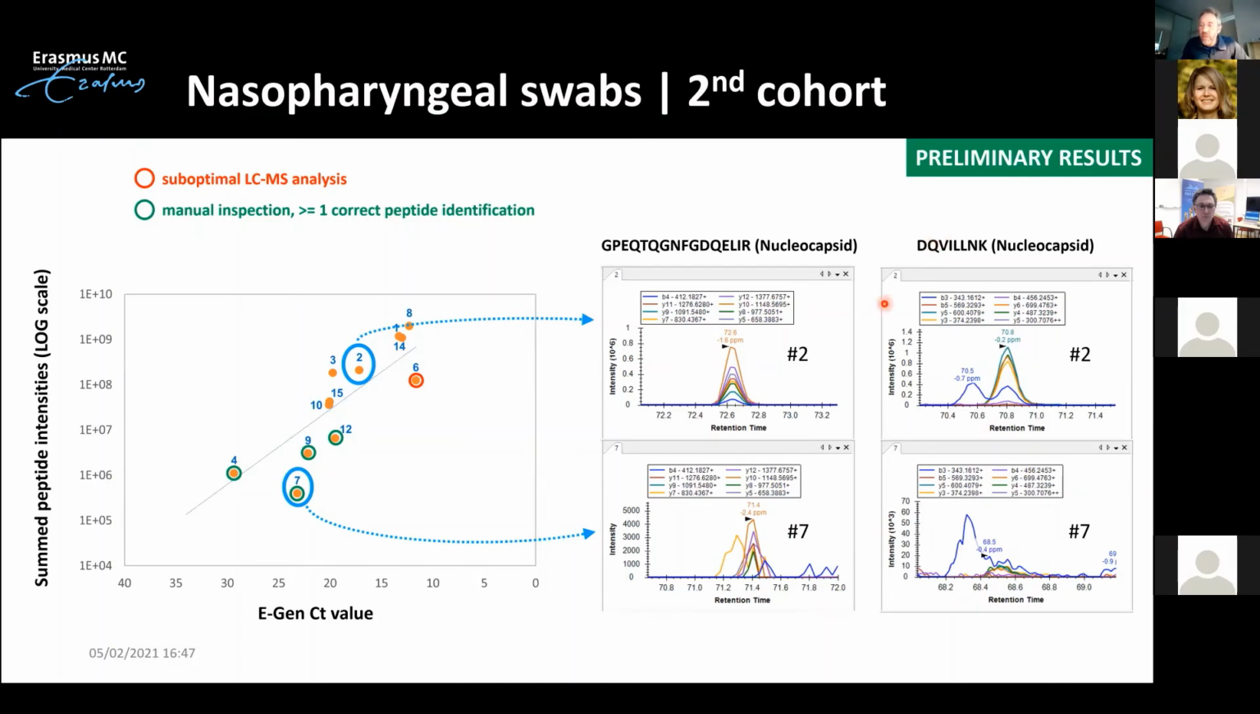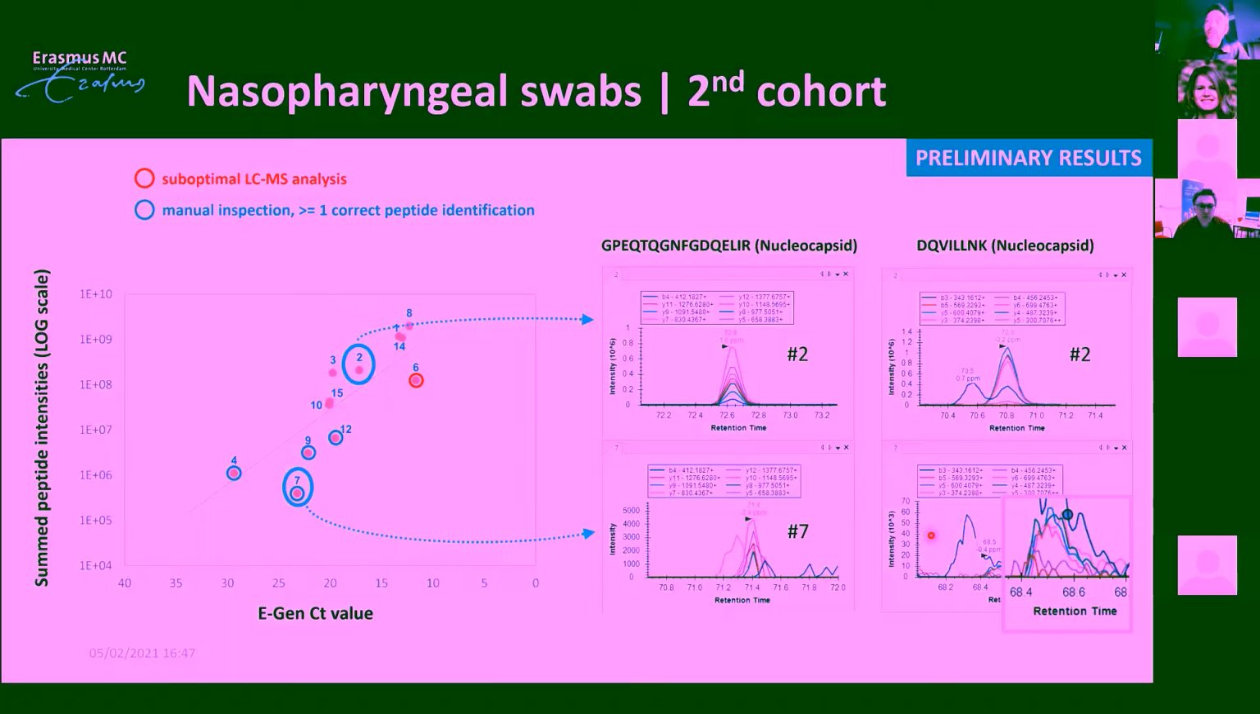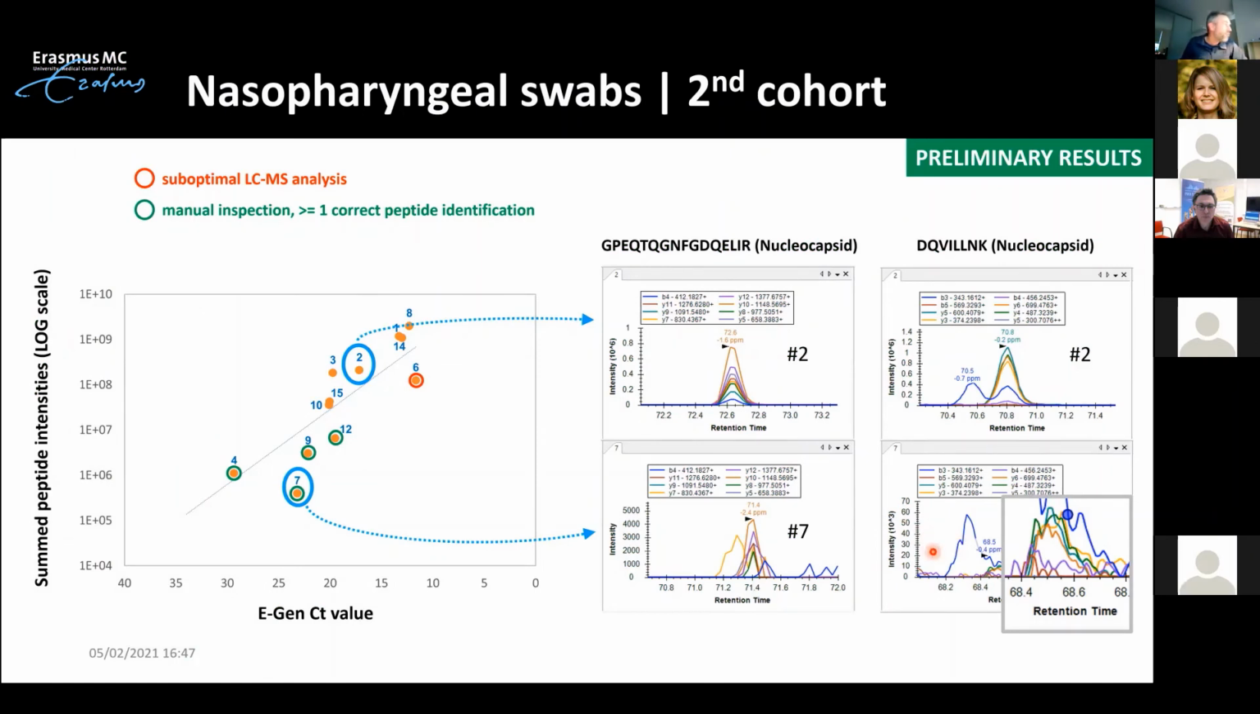And sample 7 contains much less virus, and the intensities in the chromatograms are much lower. But still, I hope you can appreciate that the same pattern here is visible in sample 7 as in sample 2. And even for this peptide here on the right, if you zoom in, I can't see my screen, but I hope you can see it. If you zoom in, and discard the blue background peak, then the same pattern is visible.